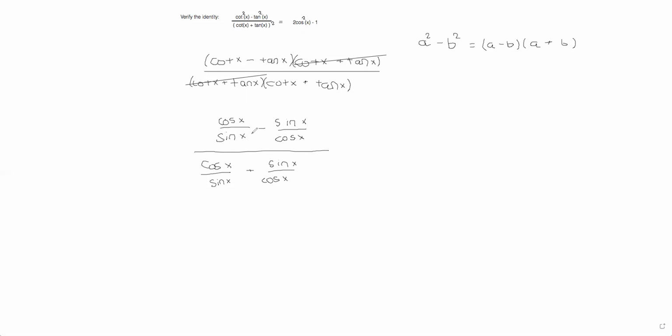So in the top, I want to have a common denominator of sine of x cosine of x. So I'm looking at this denominator and I'm looking at this denominator. Our first fraction is missing cosine in the denominator. The second fraction is missing sine in the denominator. So in order to respond to that, I'm going to multiply this first fraction by cosine of x over cosine of x because that's what we're missing in the denominator.